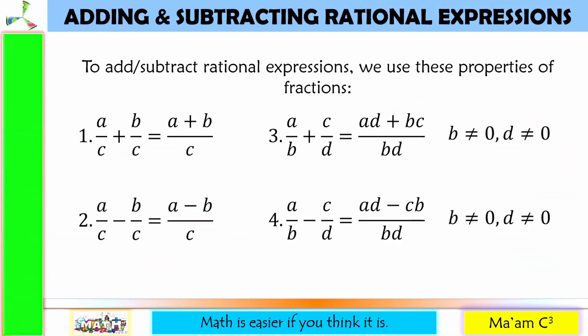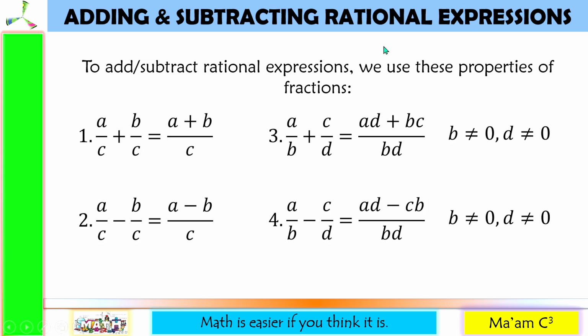Previously, we added and subtracted rational algebraic expressions having the same denominators. Today's lesson will focus on adding and subtracting rational algebraic expressions having different denominators. To do that, we have to determine first the LCD, and then rewrite each rational expression as an equivalent rational expression with the LCD. And finally, we have to express our answer in simplest form whenever possible.